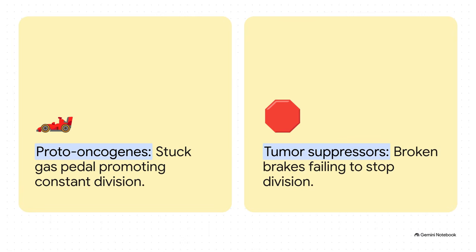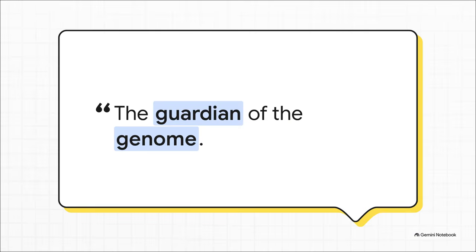On the flip side, we've got tumor suppressor genes. These are your car's brakes. Their job is to stop the cell cycle the moment they detect DNA damage. But when they mutate, your brakes are completely broken. And hands down, the most important set of brakes in your entire body is the p53 gene. It is so absolutely critical that scientists famously nicknamed it the guardian of the genome.